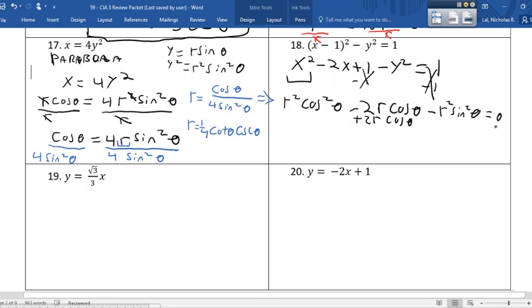then you're going to add 2r cosine of theta on the right side. These are going to cancel out. And when you have r squared cosine squared of theta and negative r squared sine squared of theta, you can factor out your r squared. And you can have r squared times cosine squared of theta minus sine squared of theta is equal to 2r cosine of theta.